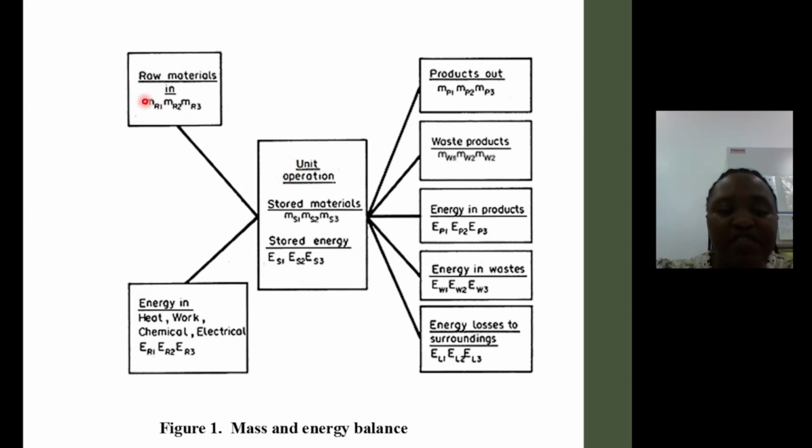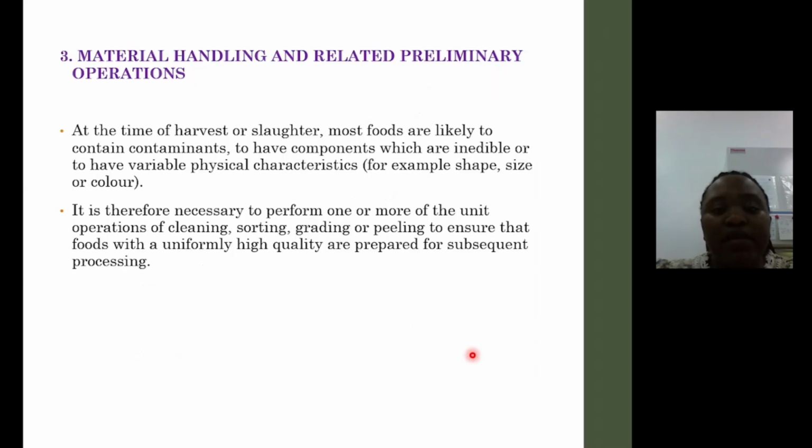We have the raw materials that are coming in, and we also have the energy coming in, for example, heat, work, chemical, even electrical energy. Then within the unit operation, we have the stored materials and the stored energy within that particular process. Then we have products that will come out. We have waste products. We have energy in products. We have energy in waste, and we have energy losses to the surroundings. So these inputs must balance the outputs, mass and energy balance.